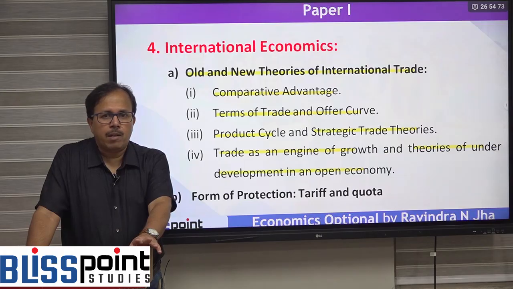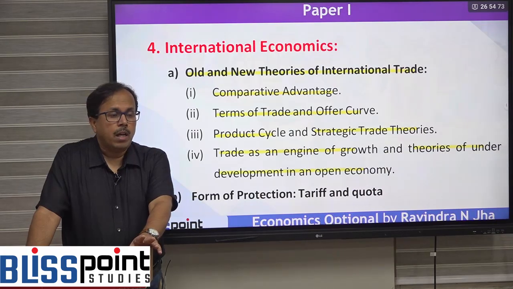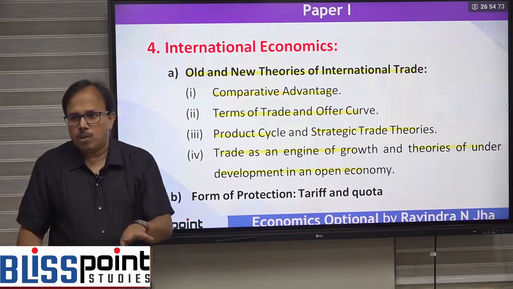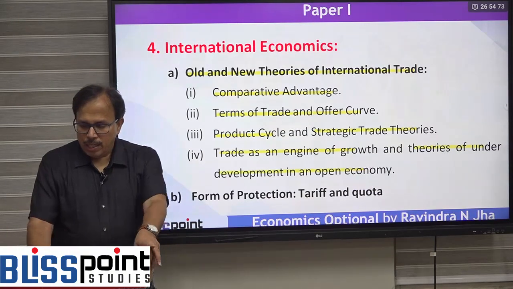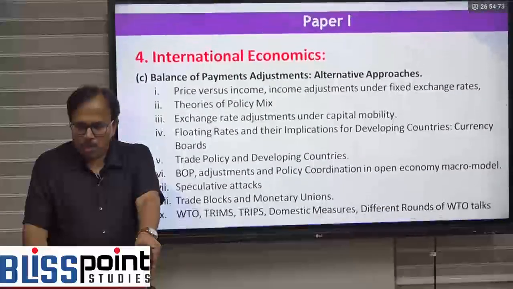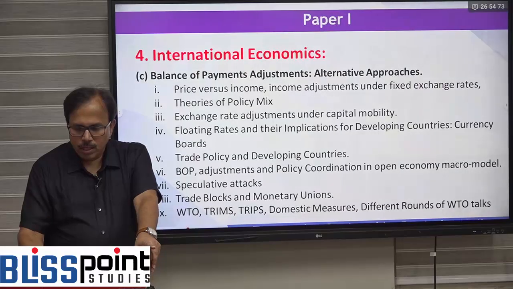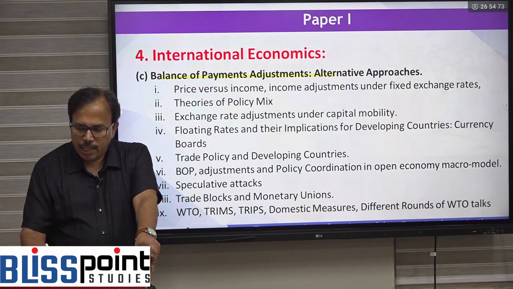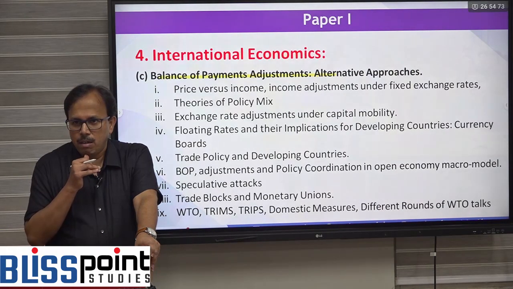If there will be tariff imposed, then what will be the net effect on the welfare, how to find the production distortion loss, consumption distortion loss, and the net effect on the welfare. Then second part is a balance of payment. This is a macro in approach. So all theories related to the balance of payment.